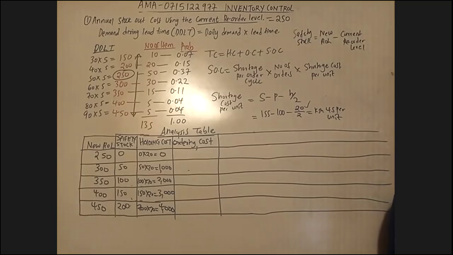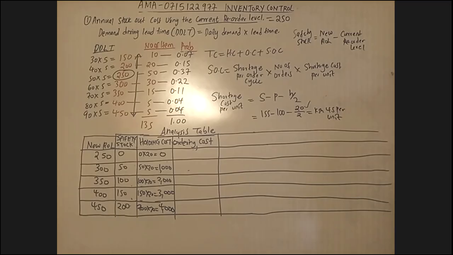Now ordering cost ni annual demand. Inafaa kuwa annual demand. You multiply with our cost per order. So kwa swali yetu, what's our annual demand? Let's go to our swali. Kama hakuna, hatutatumia. So tuko nayo 12,000. So our annual demand ndio 12,000.